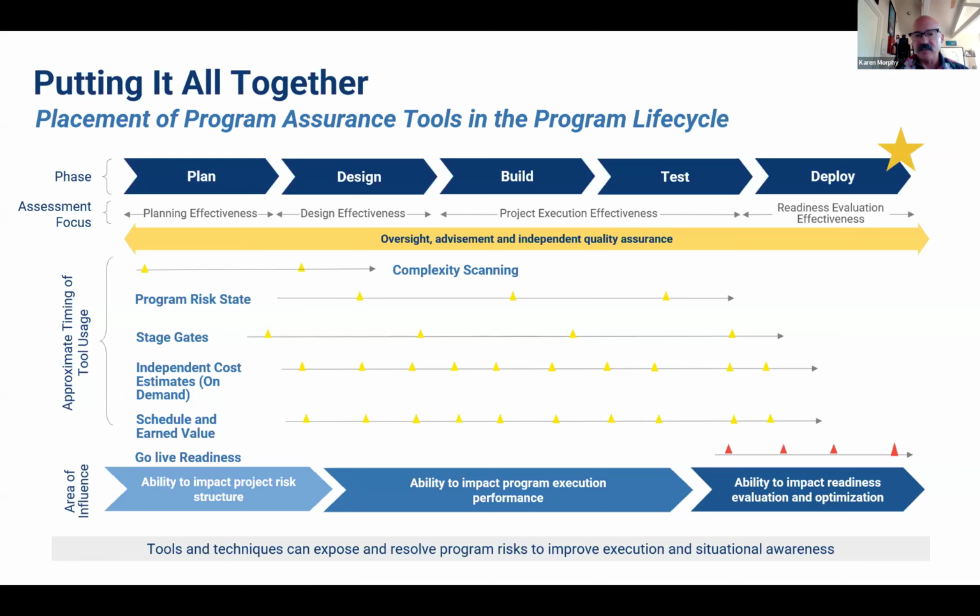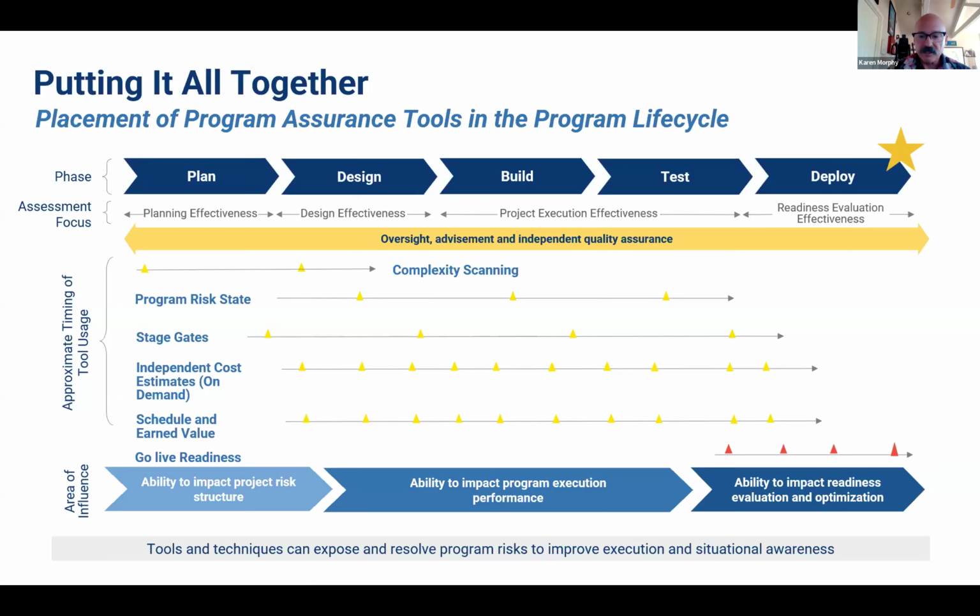The stage gates, obviously, you'll do at the end of each of your phases. The independent cost estimates, that's really going to be on demand as you have work order authorizations from vendors. The schedule and the earned value we went over is something you typically do monthly, and that's sufficient to do monthly on a big program. And maybe for certain projects that are shorter, you might do it more weekly. I've seen that as well.